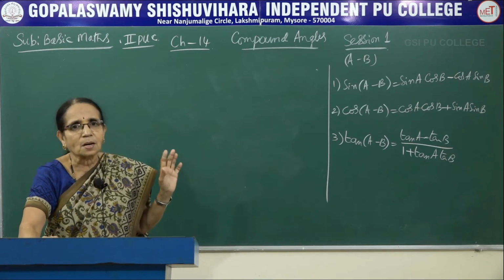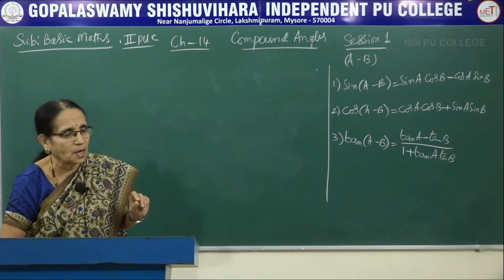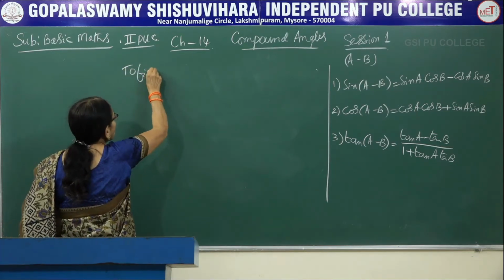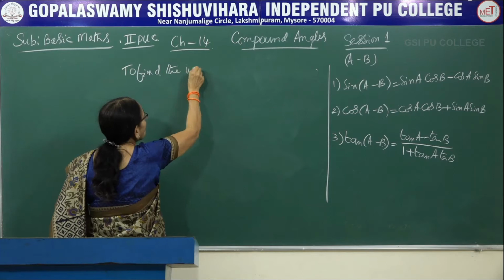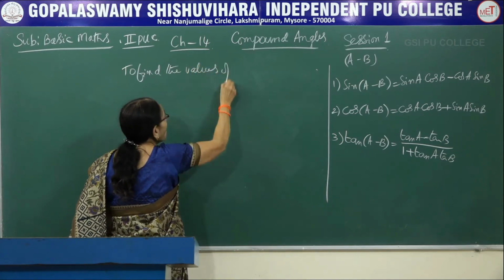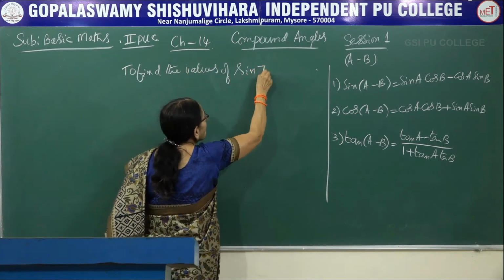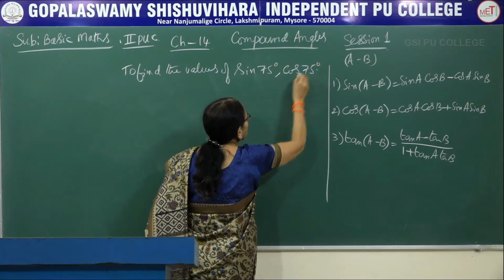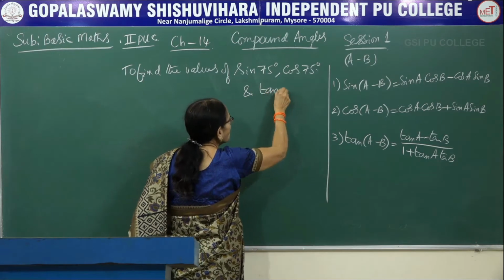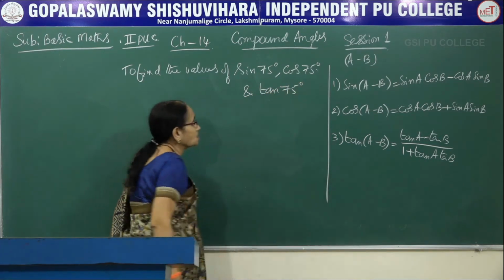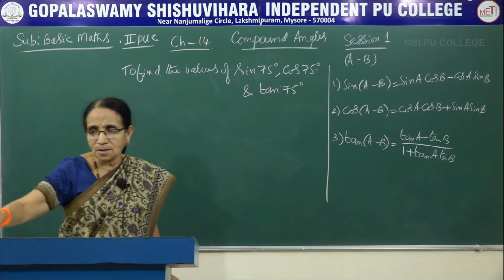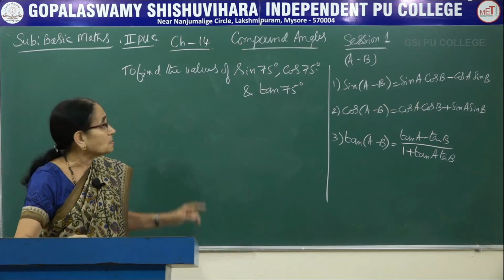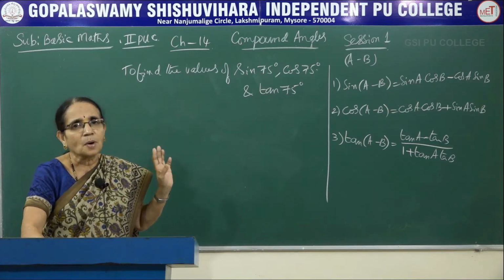Similarly, sin 15, cos 15 as well as tan 15. So the next problem is to find the values of sine of 75 degrees, cos of 75 degrees and tan of 75 degrees. Now, these are standard values. You have to remember them and you can use them wherever we want. And this can be expected for a 2-mark question.